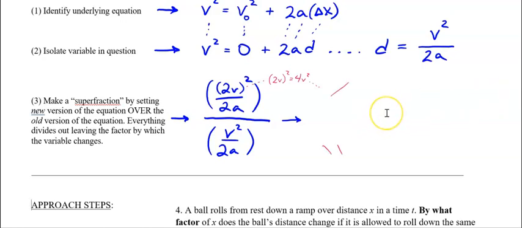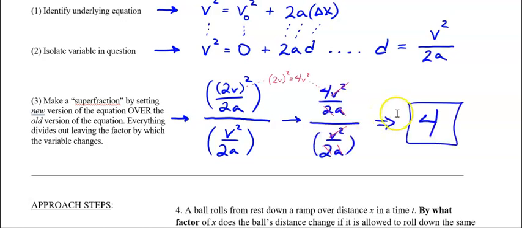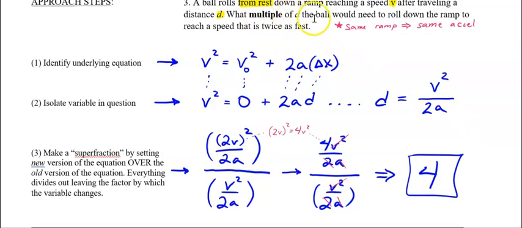Okay. So then that's going to yield a factor of 4. So let's look at how we got that. We divided everything out. That leaves us with this factor of 4 that we got by squaring that 2. So it'll be 4 times the distance. Now I didn't put 4d there because it said what multiple of d, so it's just saying what do I need to multiply d by for the speed to be twice as fast. It's got to be 4 times the distance.